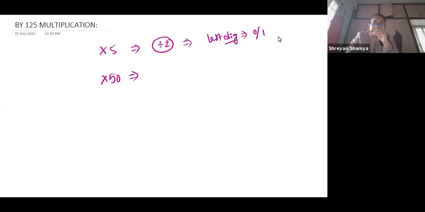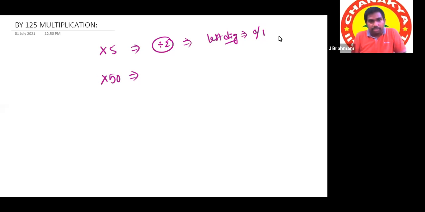If the remainder is 0, we put two zeros at the last. If the remainder is 1, we put 50 at last. So here also we'll make this 10. We can make this number 100, our base number, a power of 10. So instead of multiplying by 50, we'll just divide by 2.